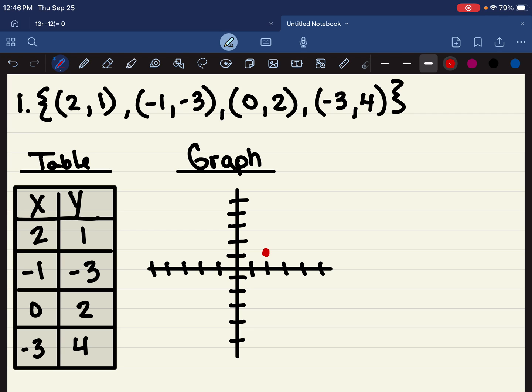Okay? Somebody else tell me how would I graph -1, -3? You move 1 to the left, and then down 3. Good. 1 to the left, 3 down. Put my point. Now, what if my x value is 0? Do I move left or right? No, I just go up. Up how many? 2. Up 2. Good. Okay, last one. -3. Left 3 or right 3? Left, and then up how many? 4. Up 4. Okay.